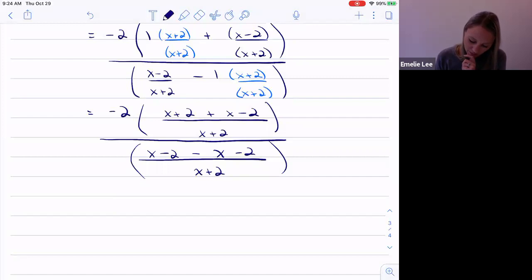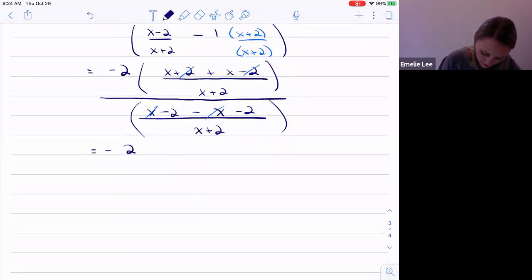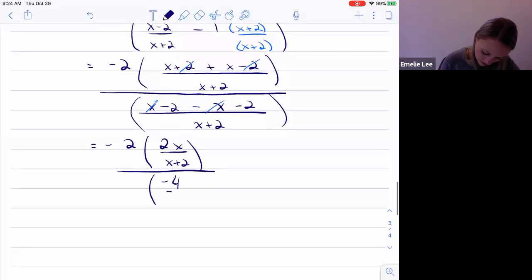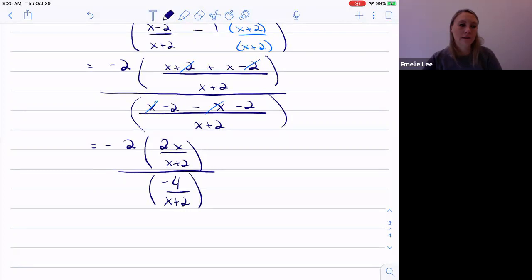So now I can simplify this a little bit, right? I get x plus x and I get plus 2 minus 2, so those are going to cancel out. Plus 2 minus 2, and then I have x minus x, but then minus 2 makes negative 4. And so what I have is negative 2 times 2x over x plus 2 divided by negative 4 over x plus 2.